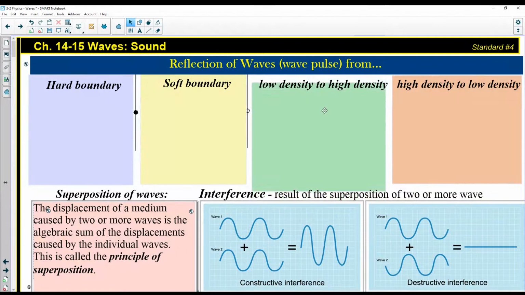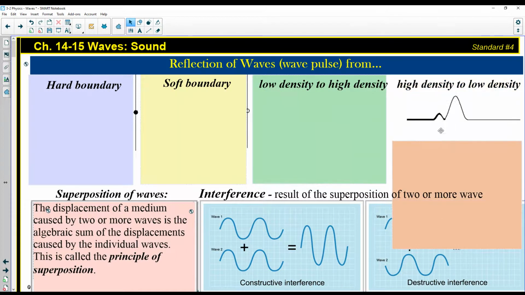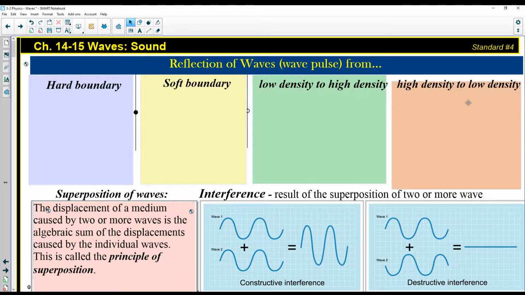And if you have high density to low density, it's the same as having a soft boundary. The wave does not change the phase when it gets reflected or continues going. Also, because it partially loses energy back for the reflection, but the energy that is left has to be distributed over fewer molecules, the wave can actually have higher amplitude when it continues. So this is important to know.